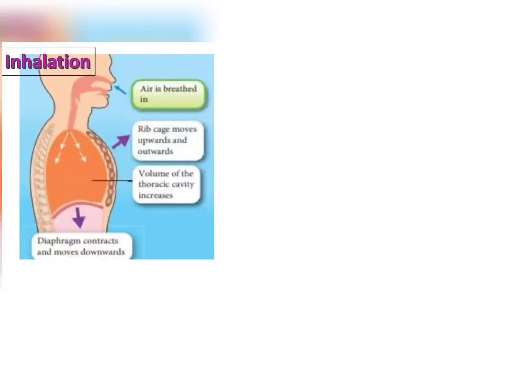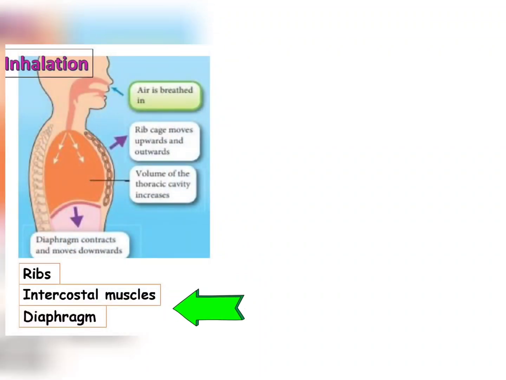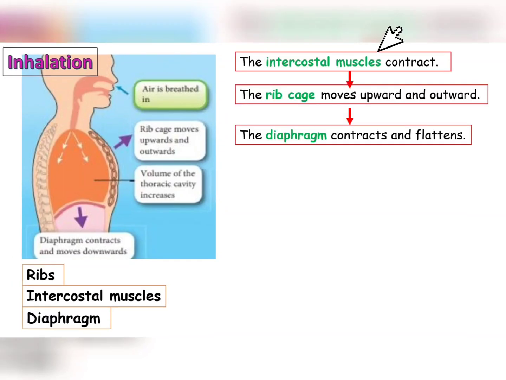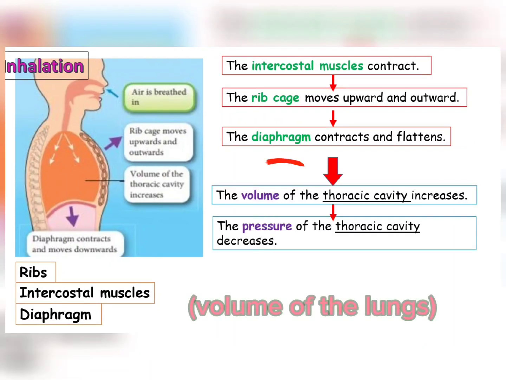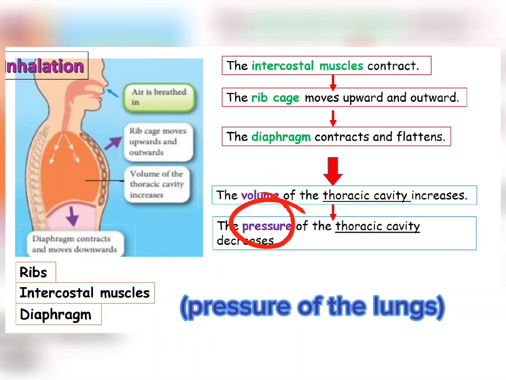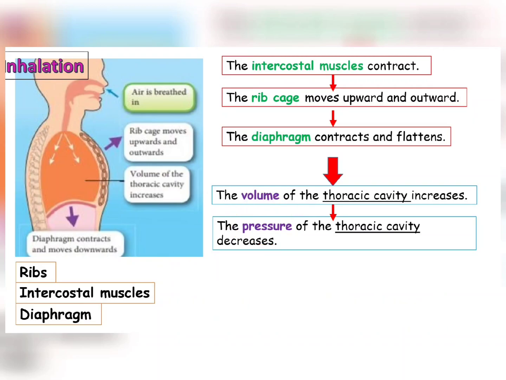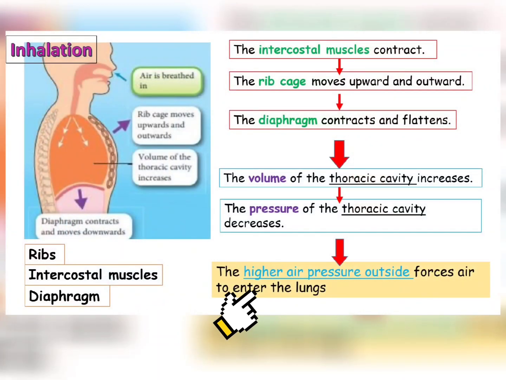So, to explain the breathing mechanism, at first we need to explain the movement of the ribs, intercostal muscle, and diaphragm. For inhalation, the intercostal muscles contract, the rib cage moves upward and outward, and the diaphragm contracts and flattens. Because of this movement, the volume of the thoracic cavity increases and the pressure of the thoracic cavity decreases. Lastly, the higher air pressure outside forces air to enter the lungs.